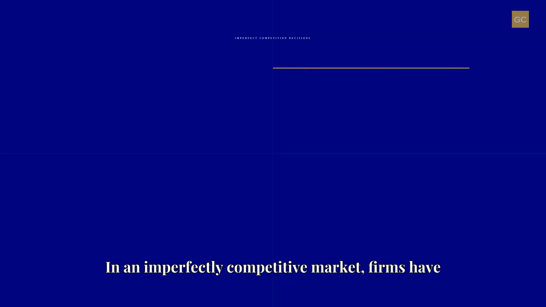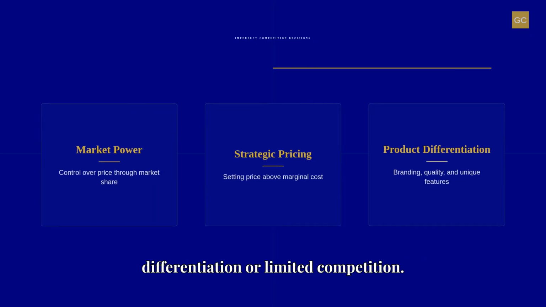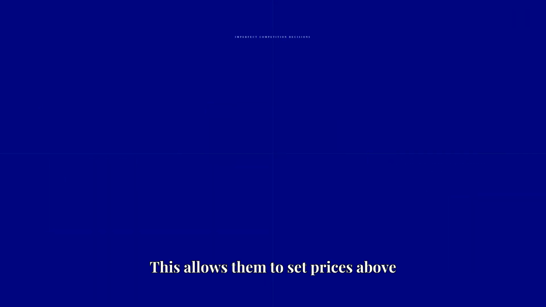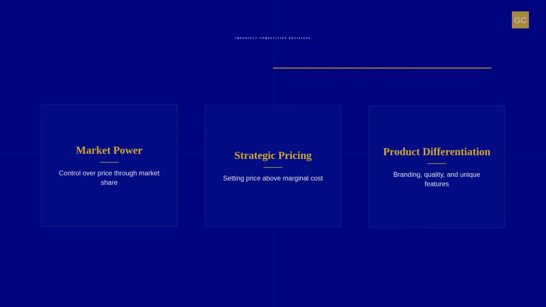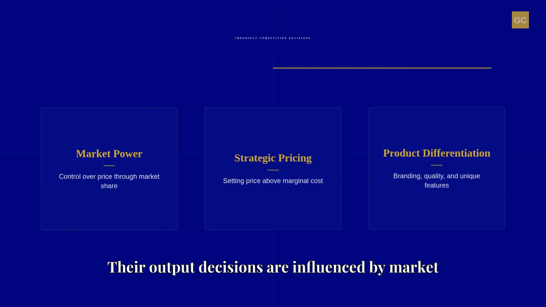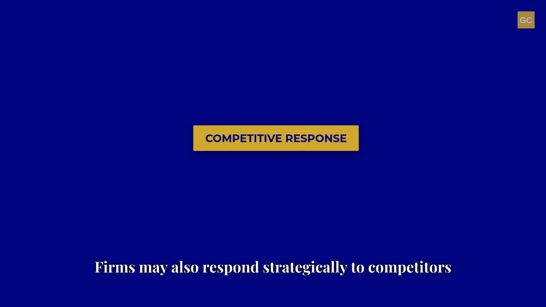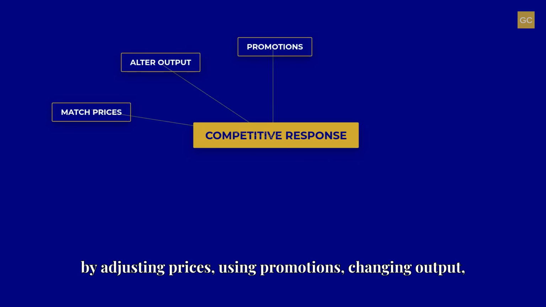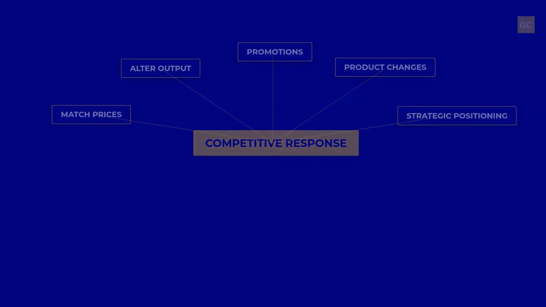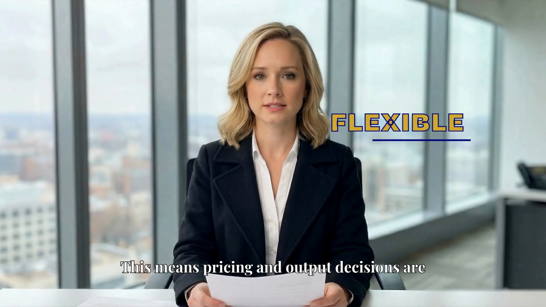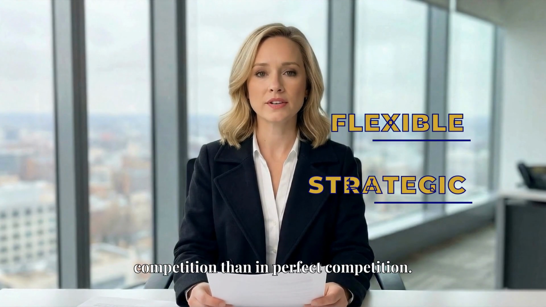In an imperfectly competitive market, firms have some control over pricing because of product differentiation or limited competition. This allows them to set prices above cost and potentially earn higher profits. Their output decisions are influenced by market power, strategy, and market conditions. Firms may also respond strategically to competitors by adjusting prices, using promotions, changing output, or improving product features. This means pricing and output decisions are more flexible and more strategic in imperfect competition than in perfect competition.